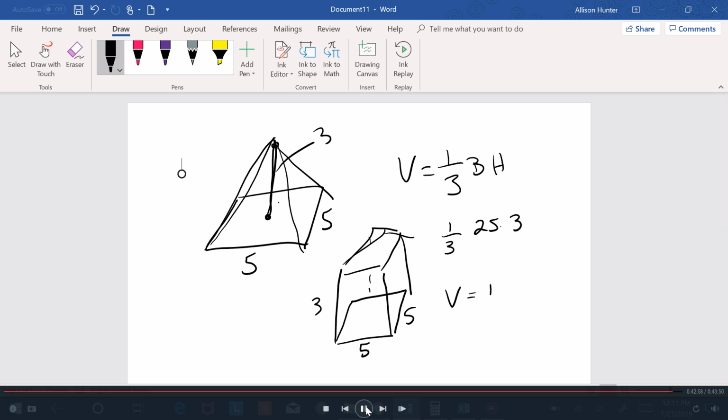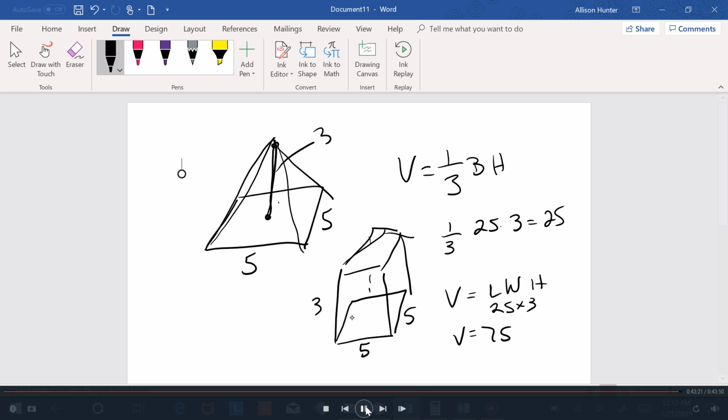That volume equals length times width times height. So it'd be 25 times 3, where the volume of that whole thing would be 75. The volume of that pyramid is going to equal 25 times 3, which is 75, times 1/3. It's just going to bring it back down to 25.